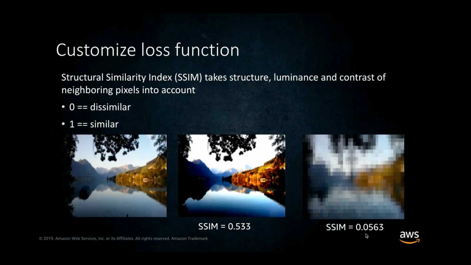So using a customized loss function like SSIM can help you to improve the autoencoder training if you want to detect anomalies that are very fine-grained and difficult to detect.